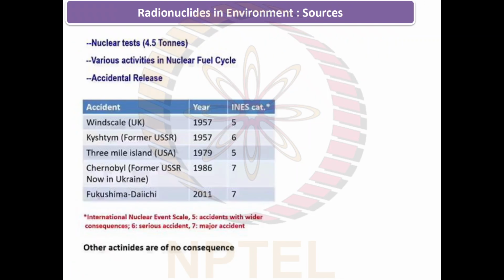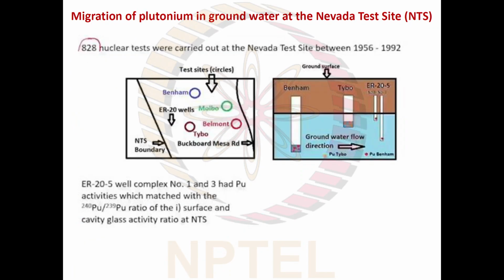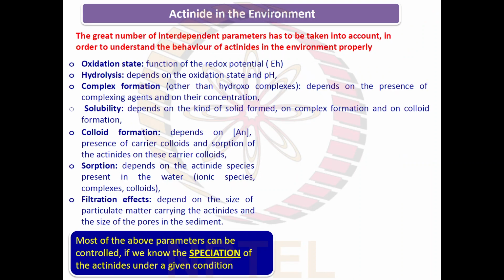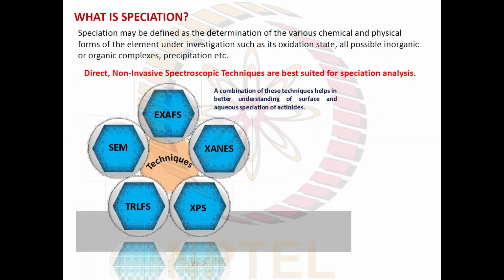Now, in the environment, how much is there, and migration of plutonium in the groundwater at the Nevada test site, and actinides in the environment: oxidation state, hydrolysis, colloid formation, adsorption, and filtration effects. Now, the most important is the speciation. Speciation may be defined as a determination of the various chemical and physical forms of the element under investigation, such as its oxidation state, all possible inorganic or organic complexes, precipitation, etc.